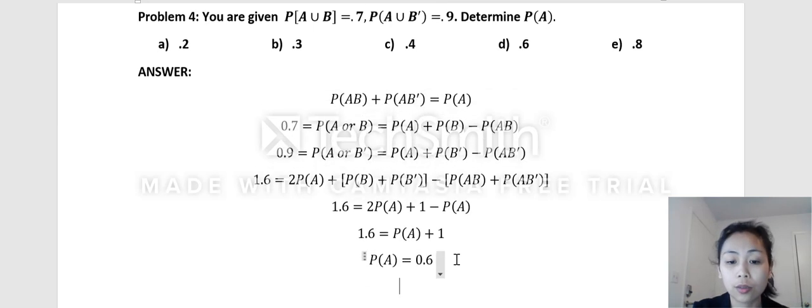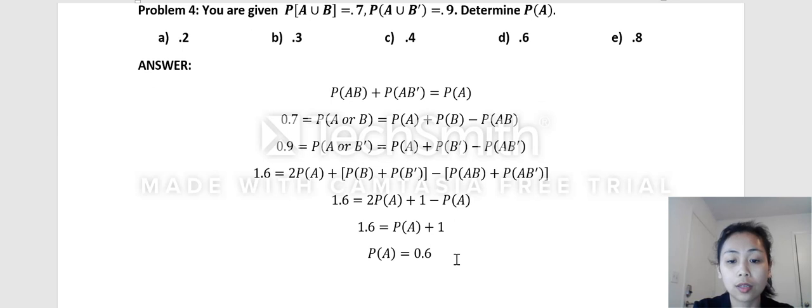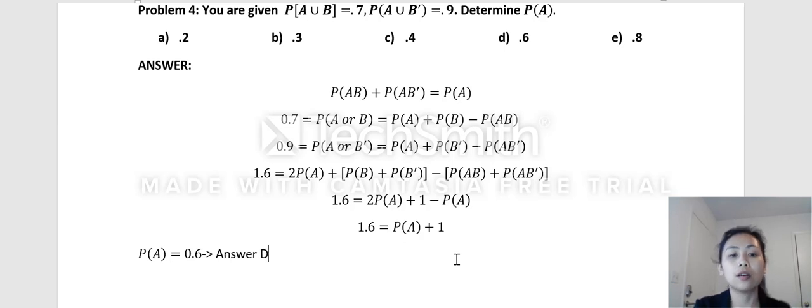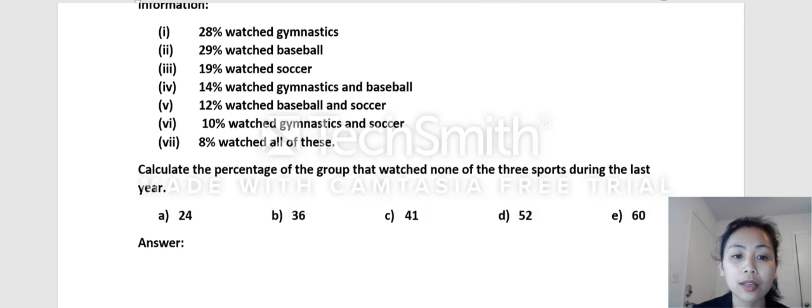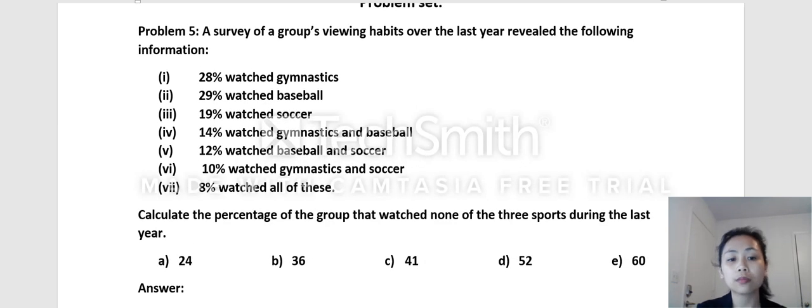and the answer is D. See that? Answer D. Okay, so that is problem number 4. Now I'm going to talk about the last problem of today. That is problem number 5.